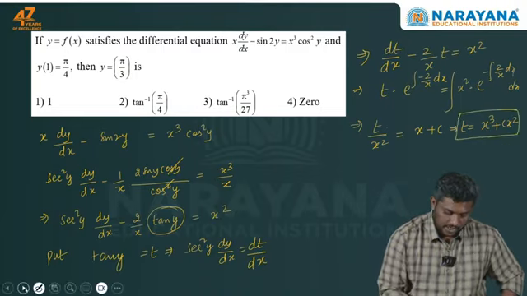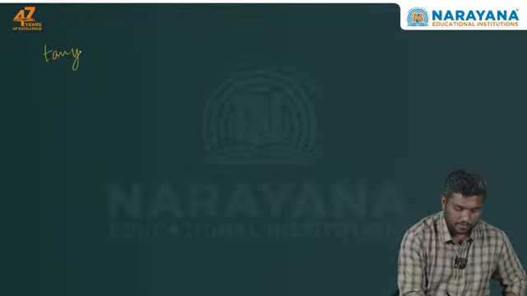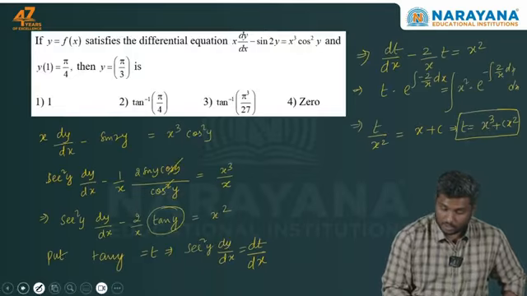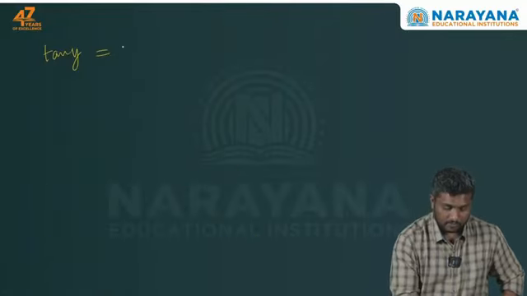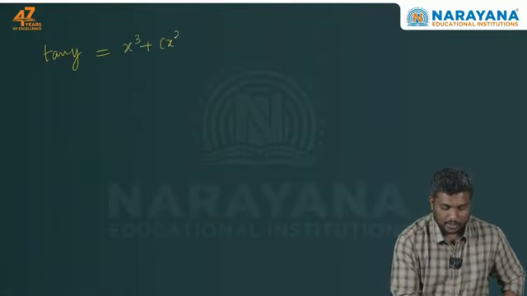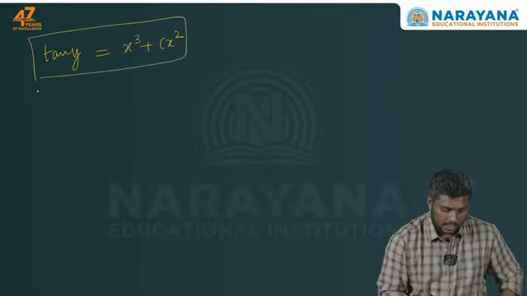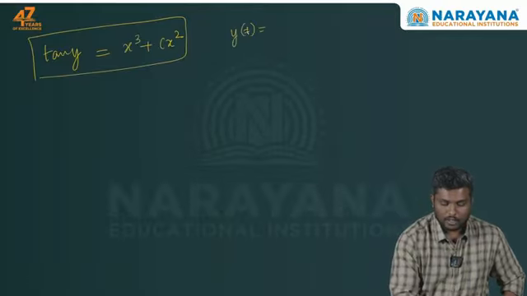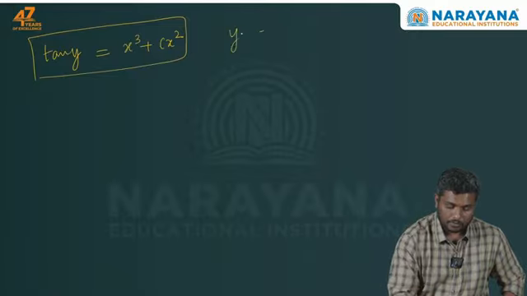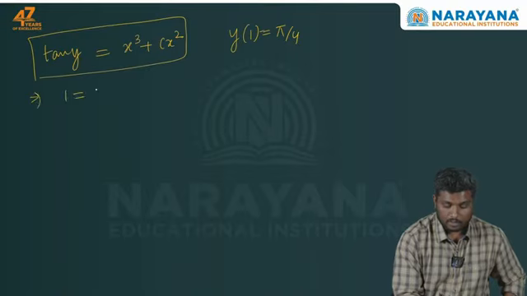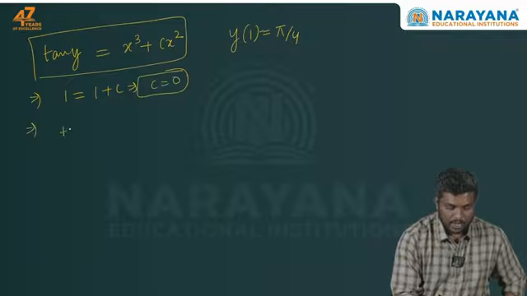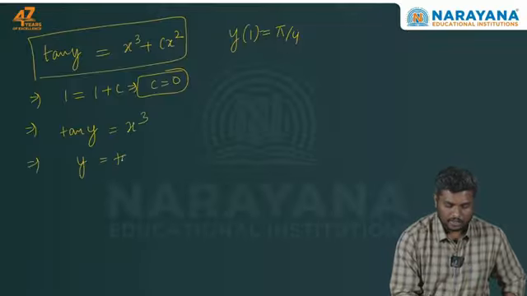So guys, what is t once again? Tan y. So tan y is equal to the solution we got here, x cube plus c x square. So guys, what are the conditions given in the question? y of 1 is equal to pi by 4. Put x is equal to 1. Tan pi by 4 is 1, so 1 is equal to 1 plus c, which gives c is equal to 0. So tan y is equal to x cube. So what is y? Tan inverse x cube.